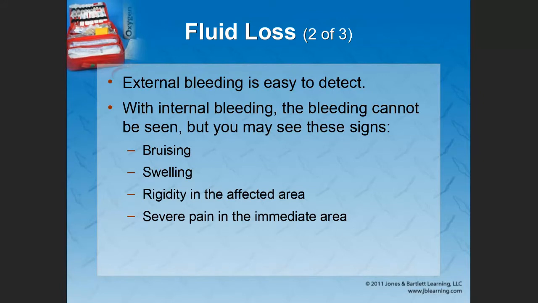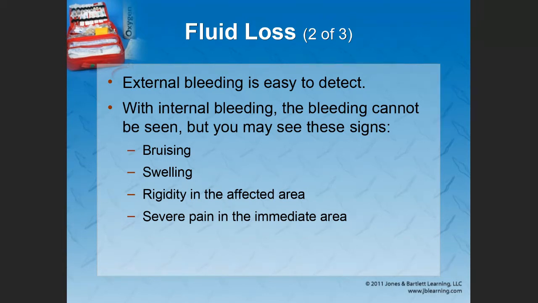If an individual gets hit in the upper right quadrant of the abdomen and they're complaining of pain in their right shoulder, that would be liver damage, and the liver is a very vascular organ, so it can bleed significantly. If they get hit in the left upper quadrant of the abdomen and they're complaining of pain in the left shoulder, that's spleen damage. That's another organ that is very vascular, so they can bleed significantly from that.